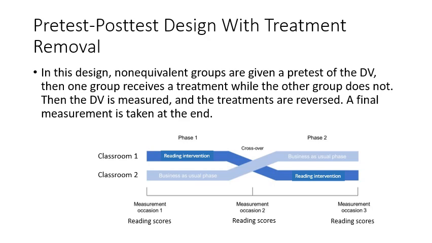We have a crossover, and the first classroom stops getting the reading intervention. They go back to what they had before, so the treatment is removed, and the second classroom gets the treatment. And so what we would expect to see is classroom 1 having improved reading scores at a higher rate than classroom 2 during phase 1, and then we would expect classroom 1 to plateau during phase 2, while classroom 2 improved its reading scores. And let's look at what these might look like.